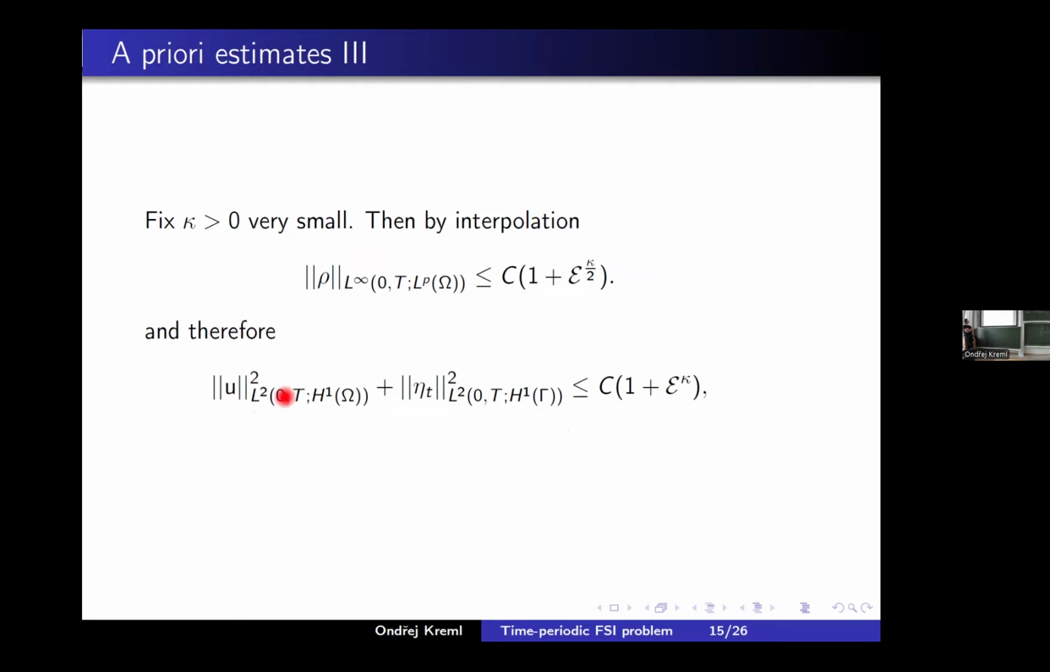So we have u in L2 L8 and eta, the supremum of the energy over the time interval, to some power kappa, which in the end will be quite small. Okay, but now we have to go further. And here comes the key step, which is probably similar to all time periodic problems: how to deduce something for the supremum of the energy.